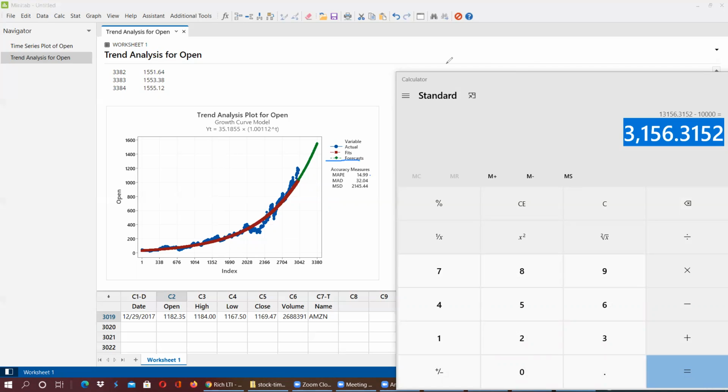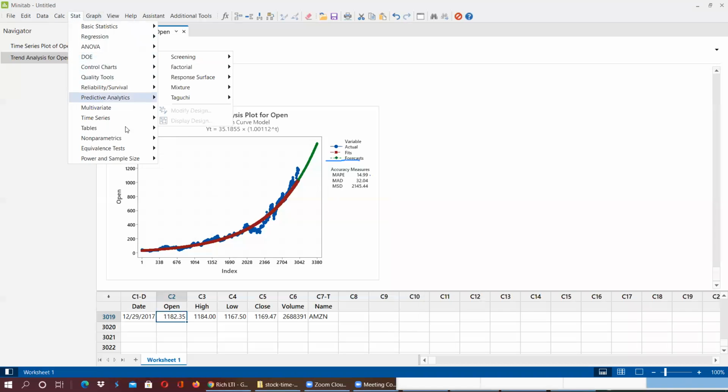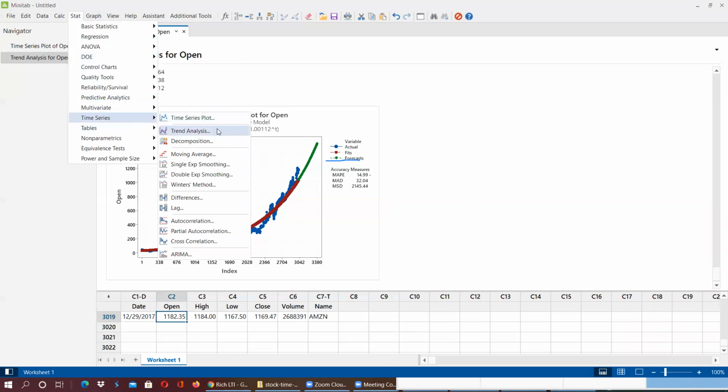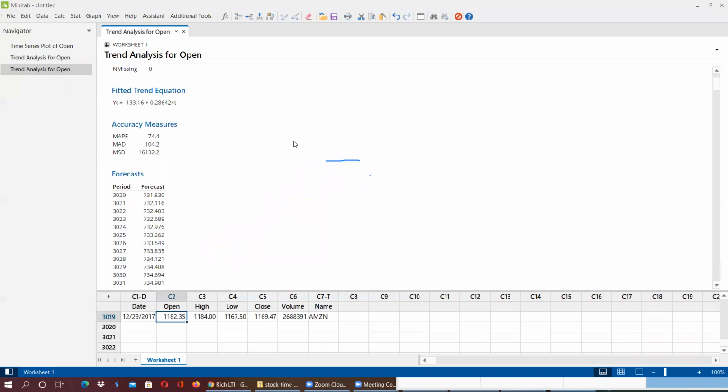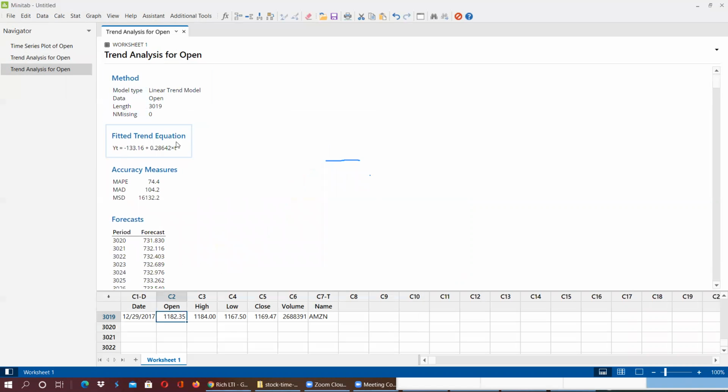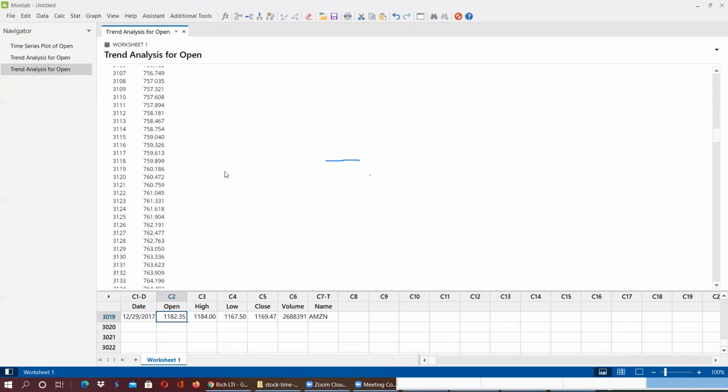Now let me do the same exercise with a different trend. We are going to check another option: Stat, Time Series Forecasting, and Trend Analysis. And let me go to the linear one. I'm not going to do anything, just the same thing. So this is the linear model, fitted trend analysis.